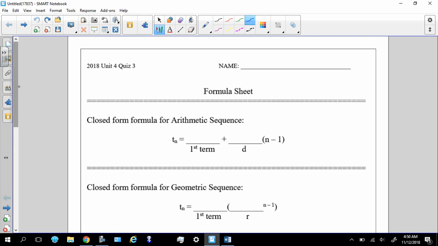Alright, so the first thing that you have is a whole bunch of formulas that you're going to have to be aware of. First off, arithmetic. Remember, what you're doing is you're adding. Okay. So you are adding. Alright, now with geometric, you are multiplying.